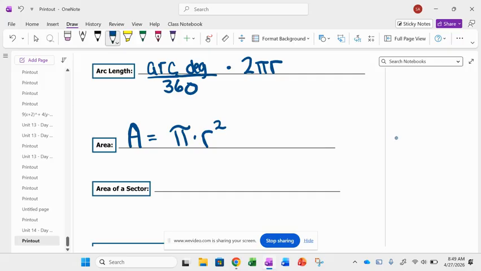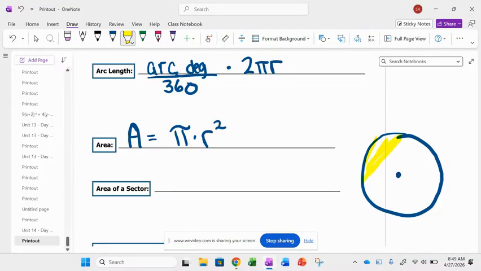And now let's talk about what a sector is. Do we agree that if we're finding the area of a circle, I'm finding the whole inside area, what I'm highlighting in yellow? Now, a sector is basically if I have a central angle, the sector is going to be the area within the central angle. What I just shaded in green, that's the sector.